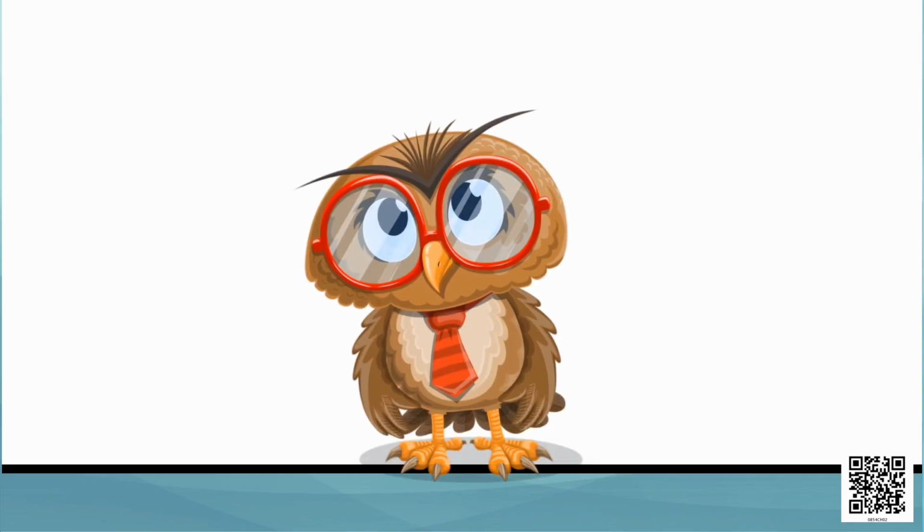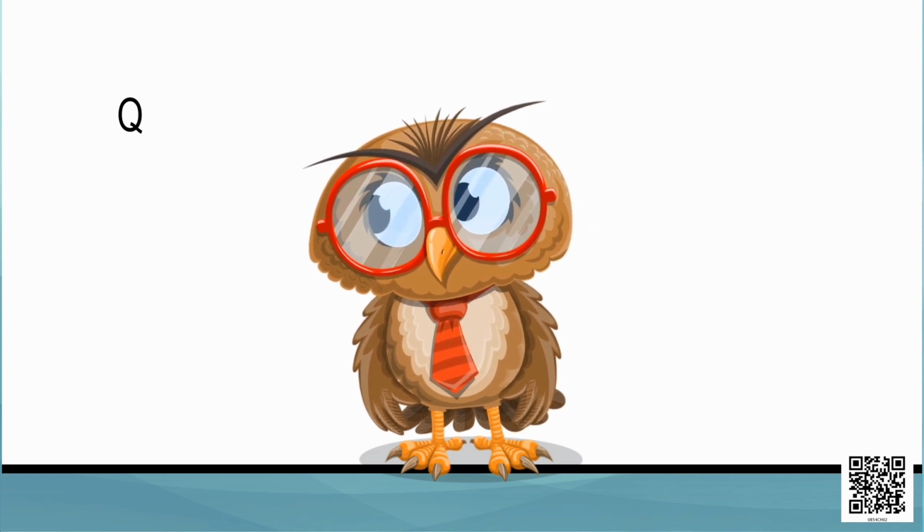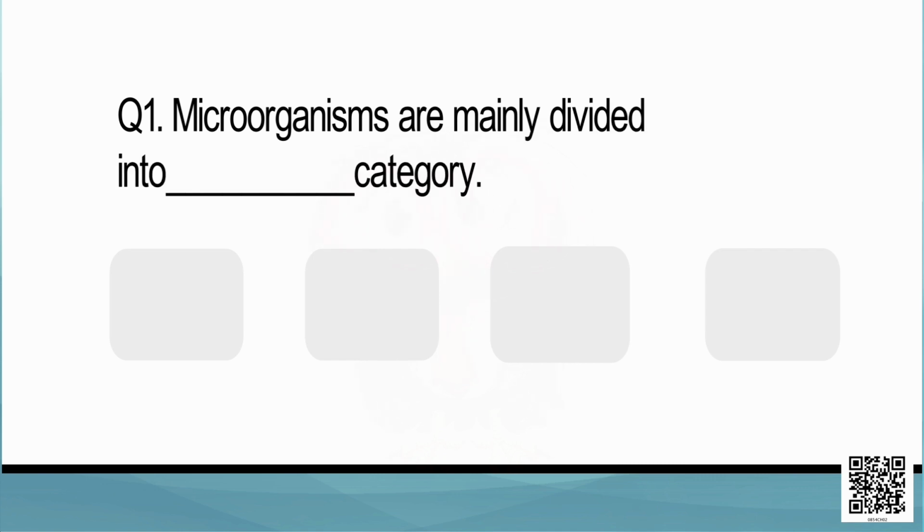Now, I will ask some questions from you. First of all, fill in the blank. Microorganisms are mainly divided into this many categories. Options are 5, 4, 3, 7, and the answer is 4. And if we add viruses also into the category, then the option is 5.